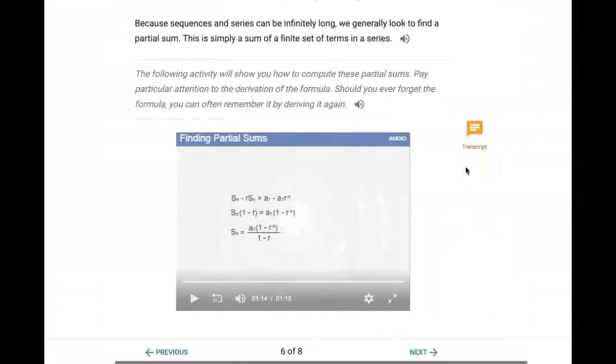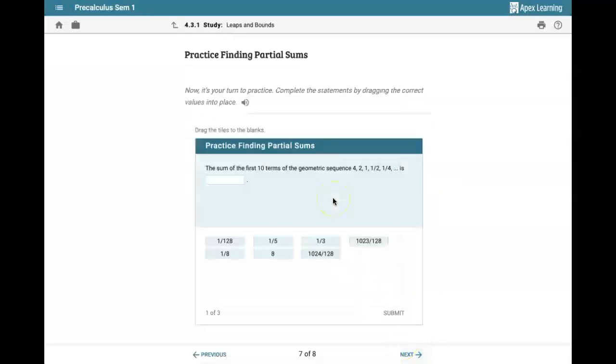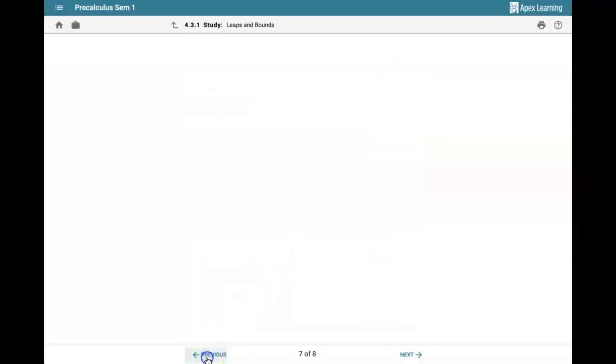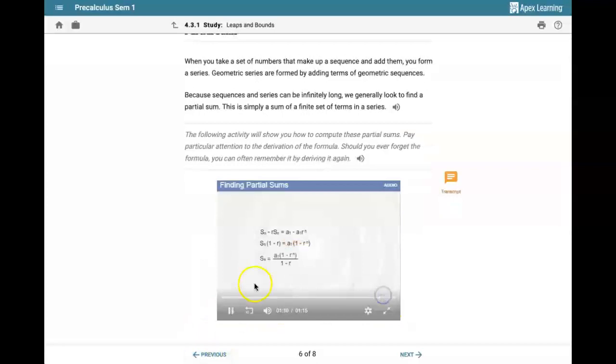All right, so moving forward here, the sum of the first 10 terms of the geometric sequence is, right, we've got to use that equation. I will write it down for you so we can see that in the corner as I'm talking. All right, so let me annotate this here real quickly.